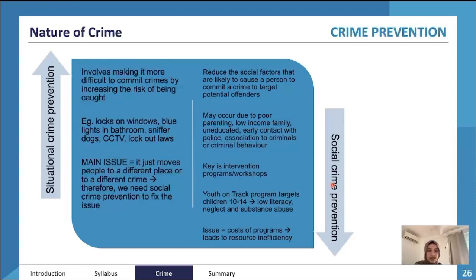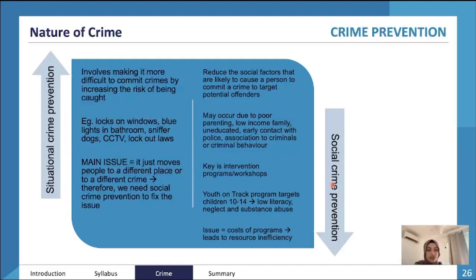Sniffer dogs, I normally see them with the police or at the airport, places where they're able to sniff out drugs or things like that. So again, it makes it more difficult to commit a crime. If a person is thinking of taking illegal drugs to another country, they may think twice if they're aware that there will be sniffer dogs. That will make it more difficult for them. So it creates a situation to prevent crime. CCTV, obviously, makes it more difficult, for example, for someone to steal something, and lockout laws as well.